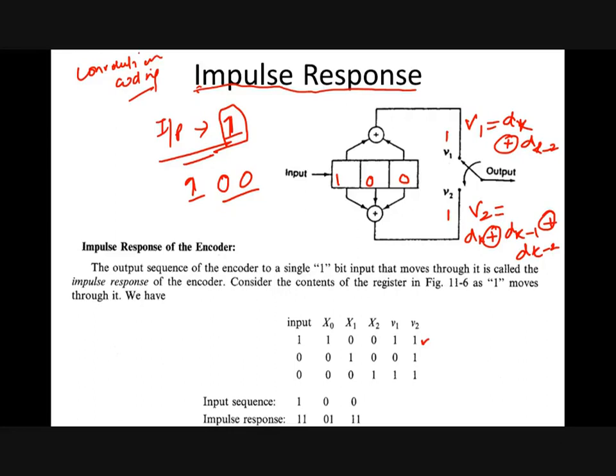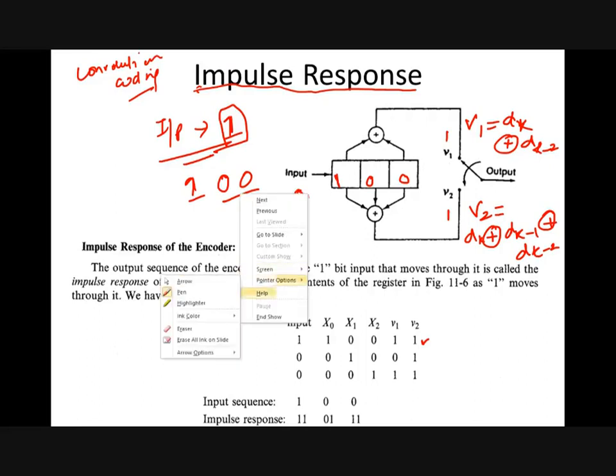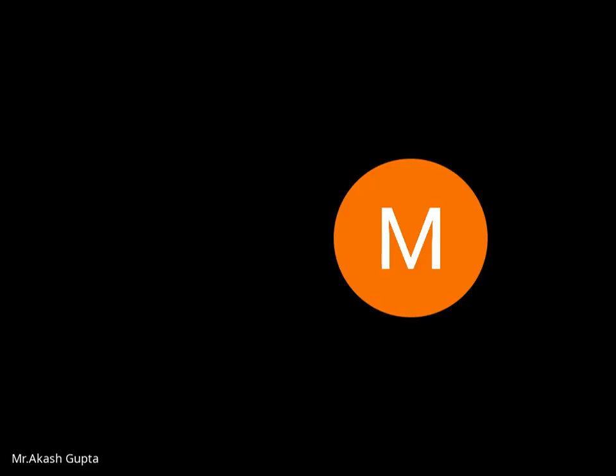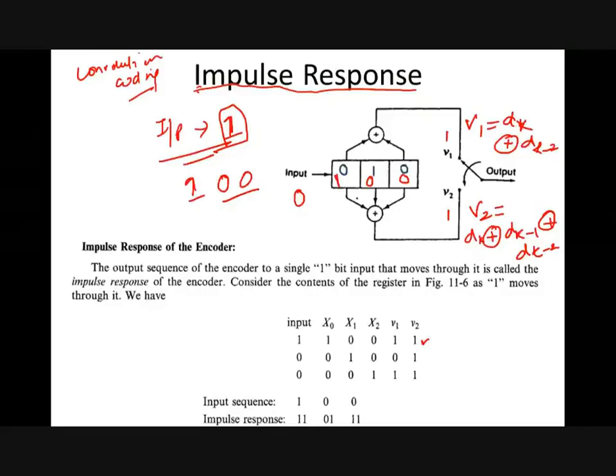Now we have to shift this by putting a 0 here. So the next bits will be 0 here, 1 here and 0 here. So 0 1 0 means V1 will be 0 and V2 will be 1, giving an output of 0 1.